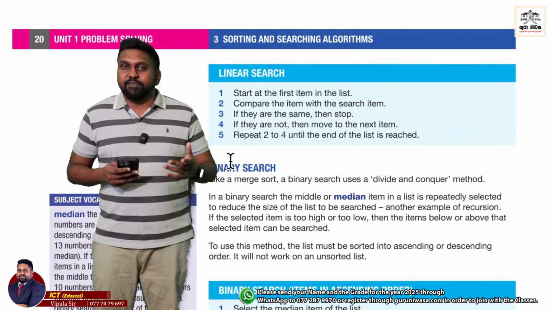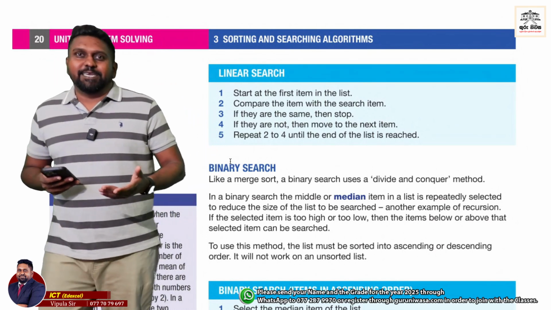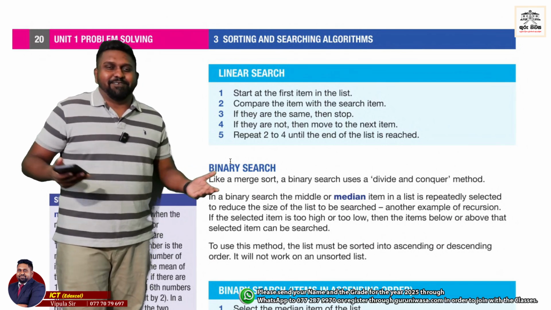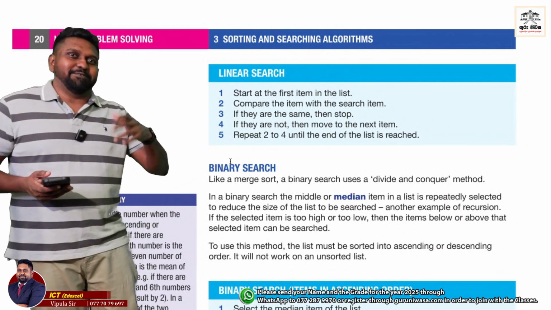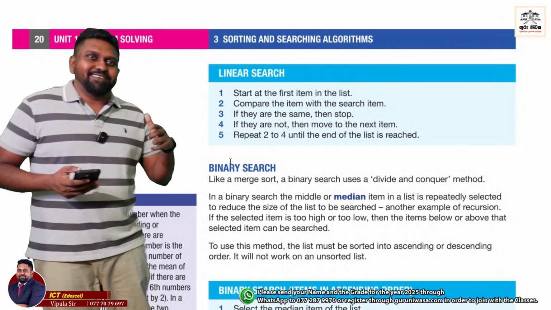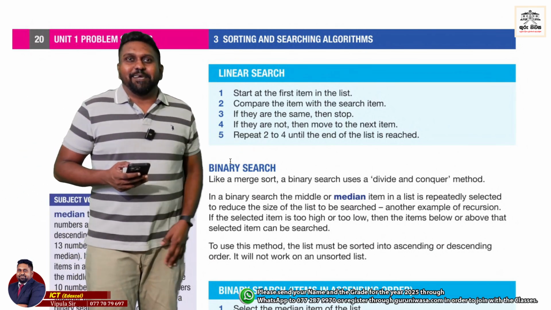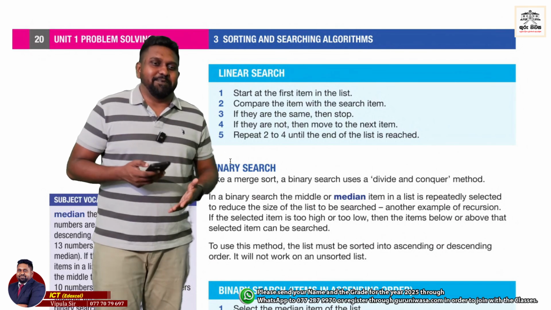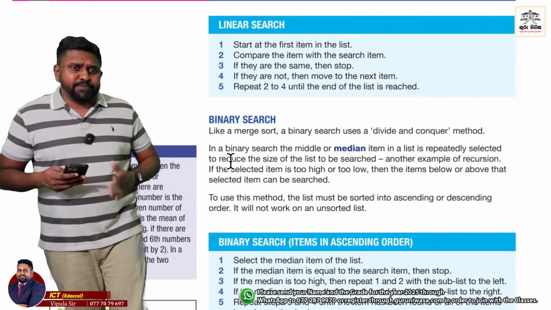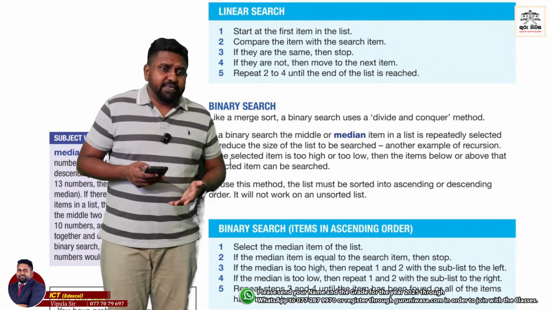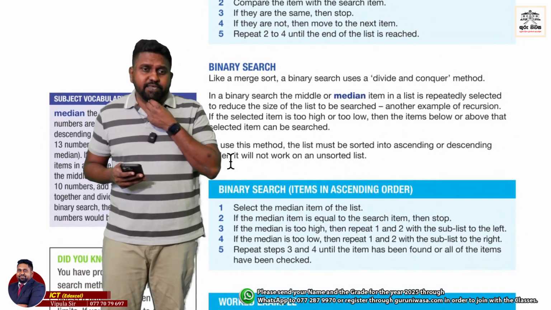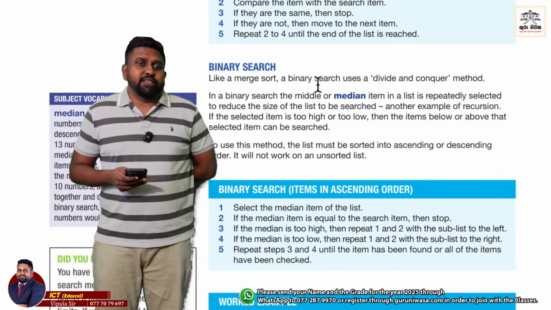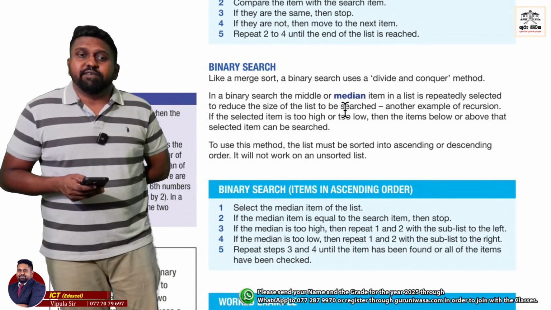We don't actually use linear search unless there's a specific reason, because if you have 1 million items, it is going to go through each item to check whether that item is what you are looking for. So that's about linear search. Binary search is something different, similar to merge sort. Binary search uses a similar divide and conquer method.